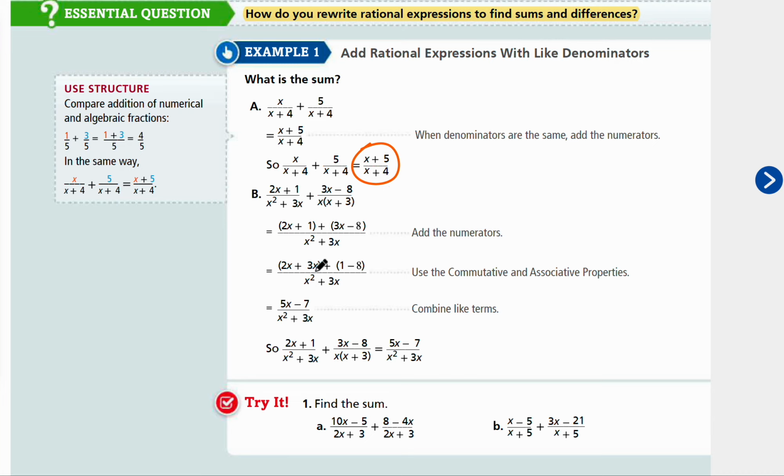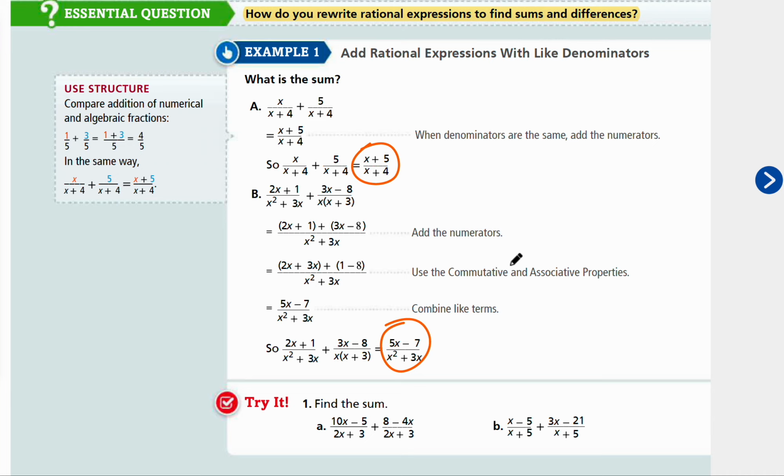You have like terms, so you're going to add the like terms together. 2 plus 3x would be 5x, and then 1 minus 8 is just -7. So if you add them and simplify, you'll be able to get the final answer: 5x minus 7 over x squared plus 3x. Not too hard, right?